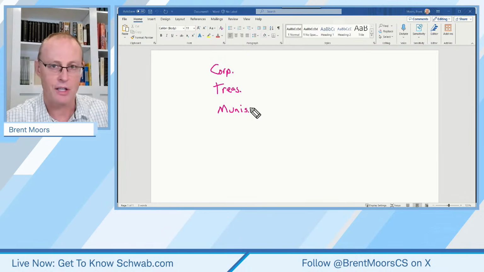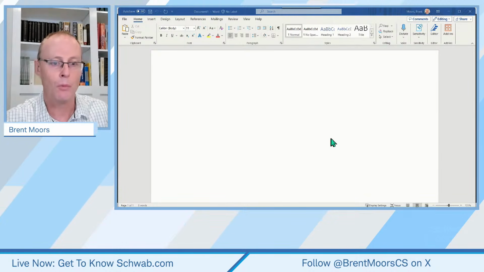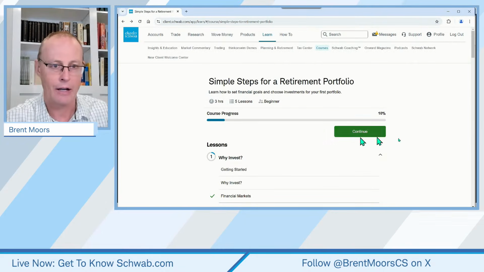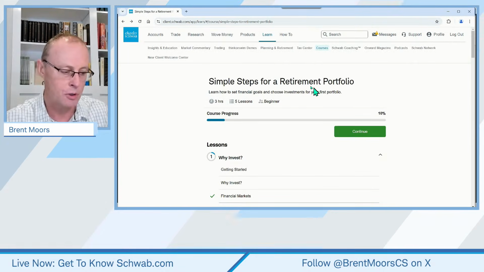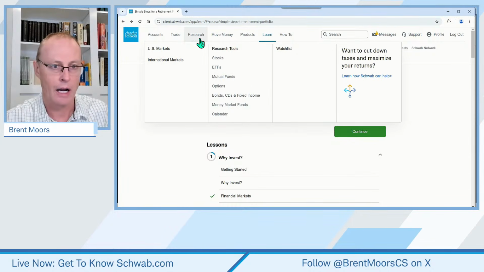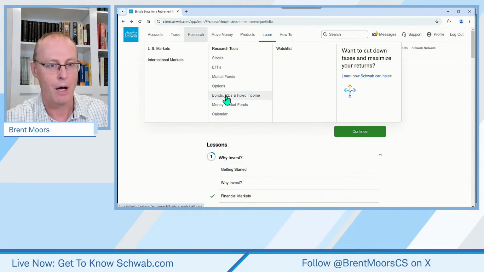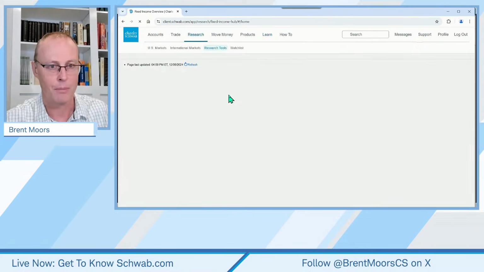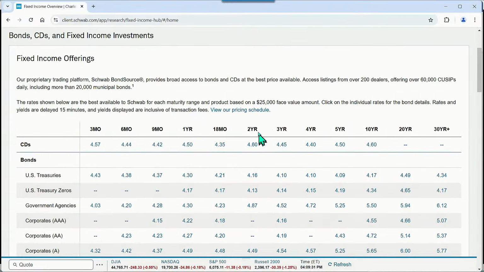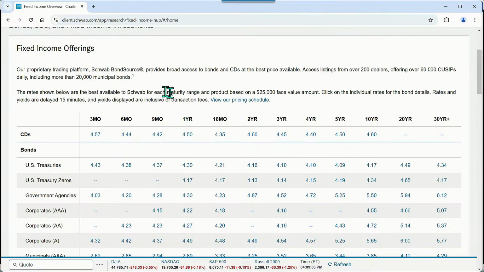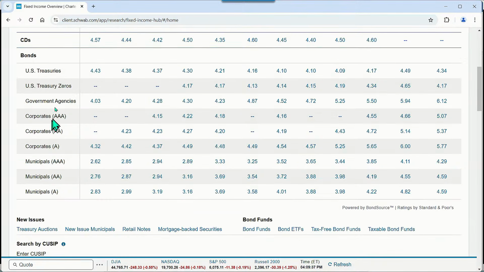You can see this, by the way, on the Schwab.com website. So let's go back to that Schwab.com website and come up here, and I'm going to go up to research, and I'm going to click, guess where? Bonds, CDs, and fixed income. So here's bonds, CDs, fixed income. You can see fixed income offerings, and here it's broken down. Treasuries, corporates, municipals, okay? There's the three main types that I discussed with you a minute ago.